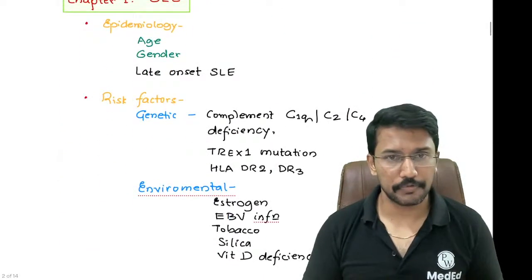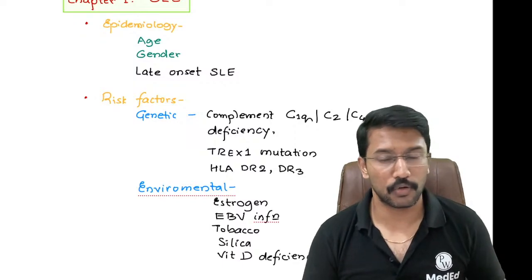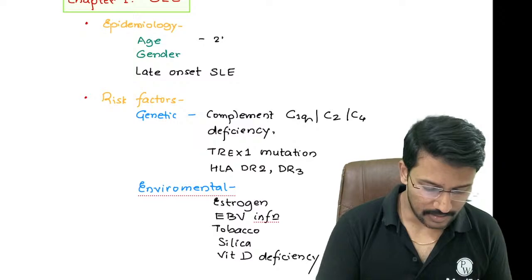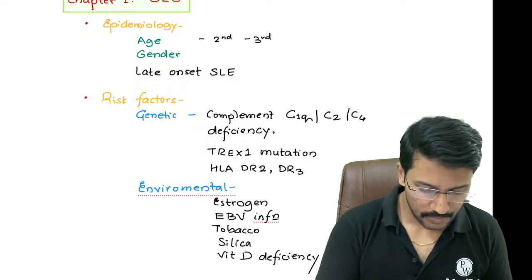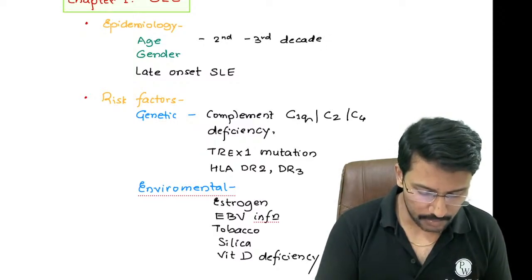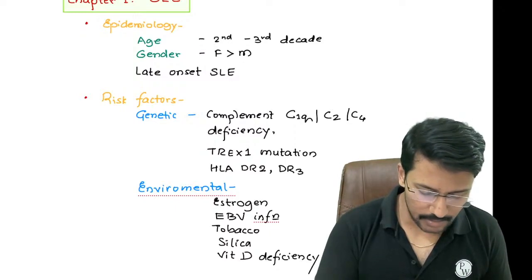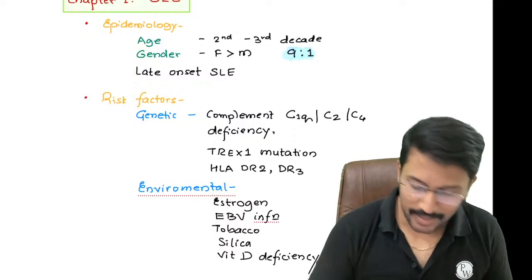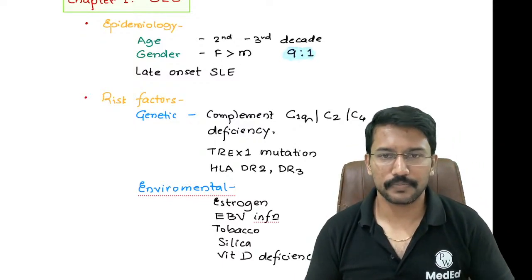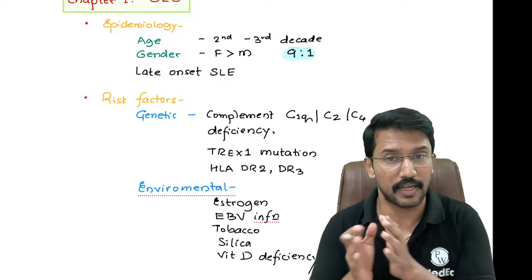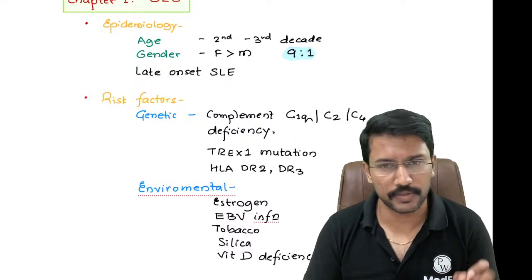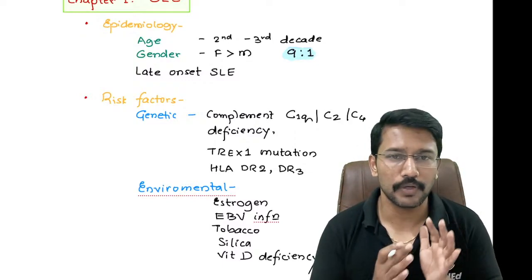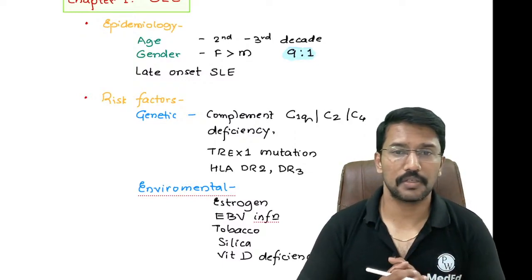So when we talk about SLE, the first thing is we should know some key points about the epidemiology. Typically speaking, SLE is a disease which is more common in the second to third decade, and we all know that it typically affects females more than males with a ratio of 9:1. Inside rheumatology, we consider this ratio as the golden ratio, because there are several other disorders where we get this 9:1 ratio. For every 9 females diagnosed with SLE, there will be 1 male diagnosed with SLE. In simple words, I would say that SLE is a disease of females.